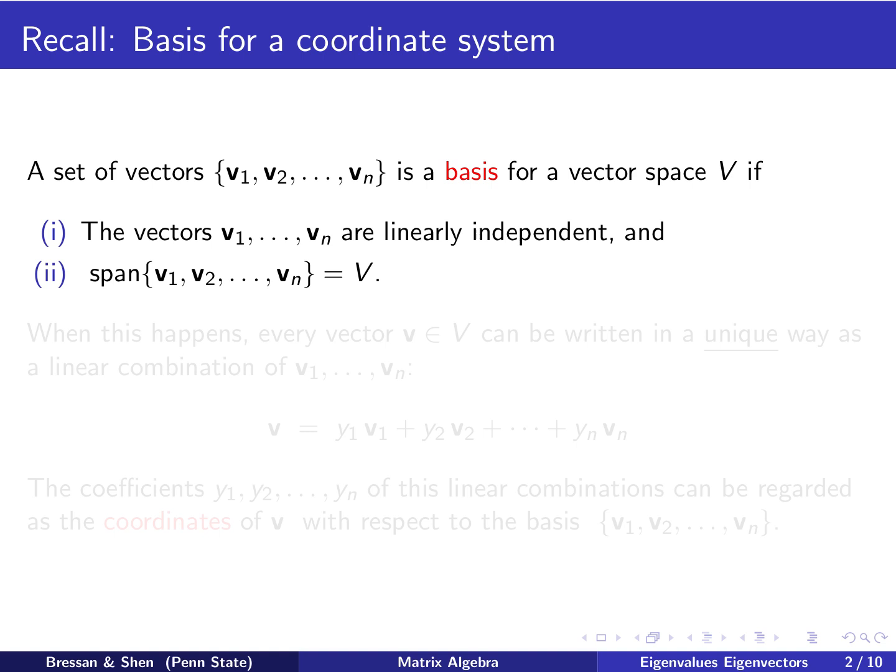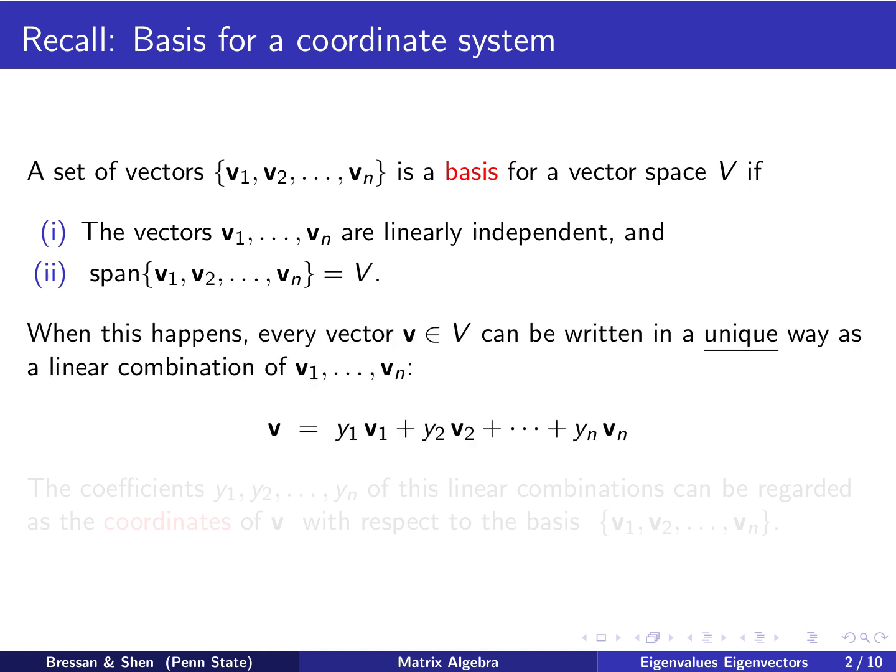First, we'll talk about change of coordinate systems. And before that, let's do a quick recall of the concept of basis for a coordinate system. Let's say we have a set of vectors v1, v2 to vn, and we say that this set of vectors is a basis for a vector space if the following holds. The vectors v1, v2 and vn are linearly independent, and the span of these vectors covers the space v. So the space v is the vector space.